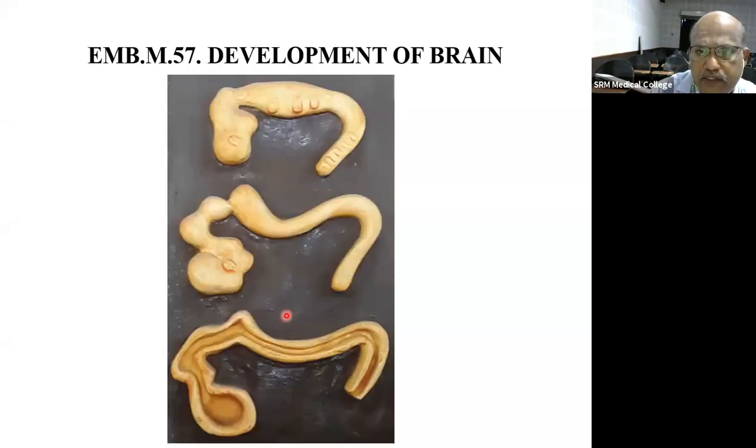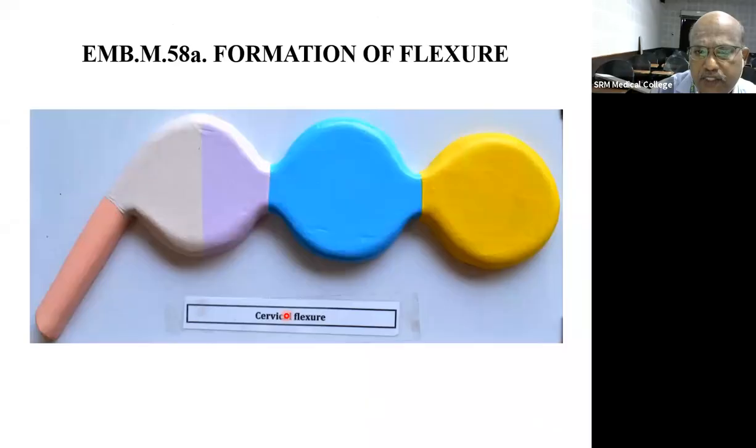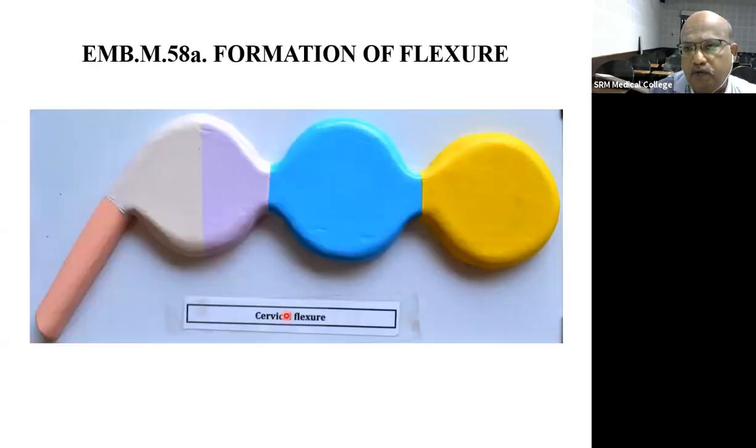So two more points I told, that is the formation of these. So this is cranial to caudal. We have this arrangement: prosencephalon, mesencephalon, and rhombencephalon. Later on, how we are getting the final arrangement of the brain is by the formation of bends in this. That is called flexures.